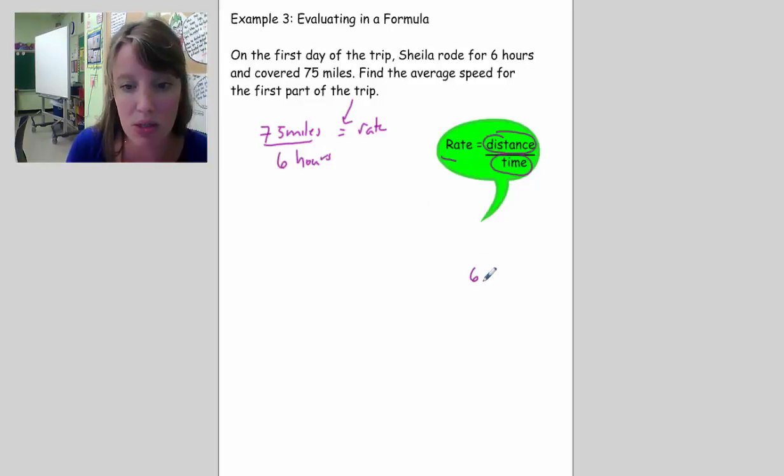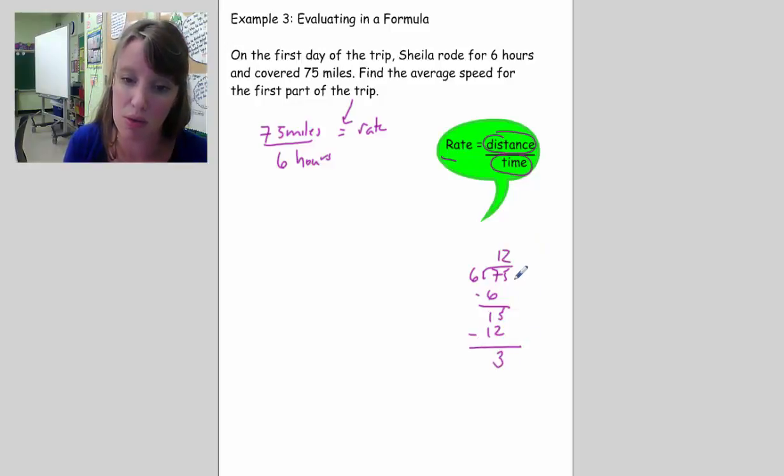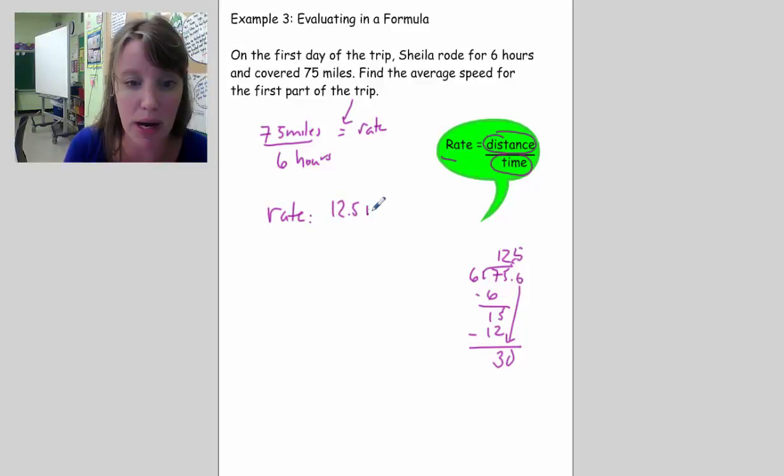So 6 goes into 75 once. So we get 15, that's 2 times 12, so that would be 12.5. So the rate is 12.5 miles per 1 hour, or the speed, we can think of it as 12.5 mph, miles per hour, right?